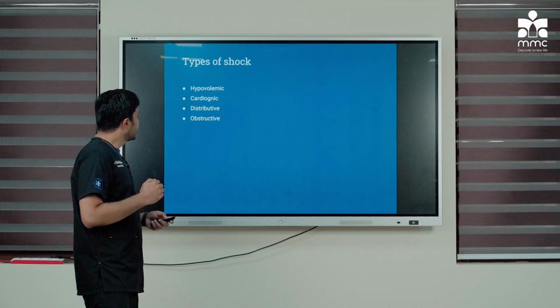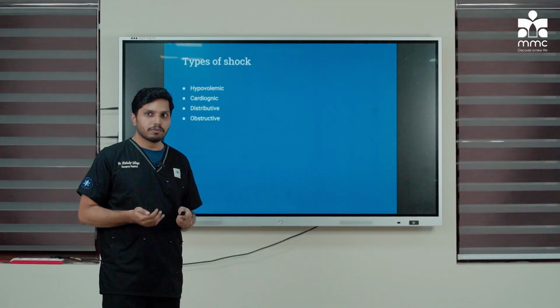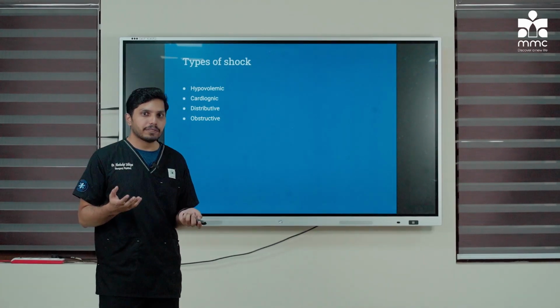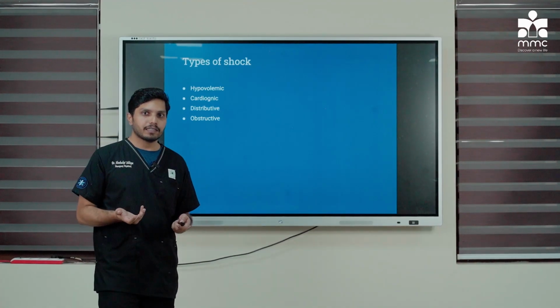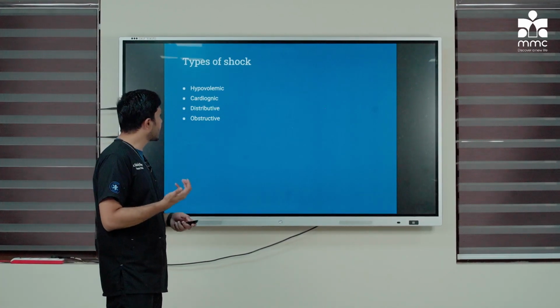Then there is cardiogenic shock, where the issue is in the pump. It is a cardiac issue. When the heart is not pumping adequately, the patient goes into a state of shock. Those cases we call cardiogenic shock.